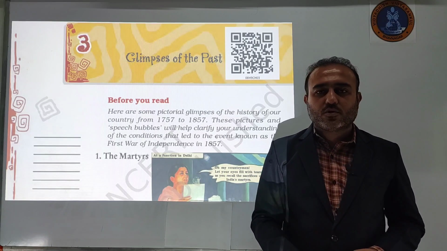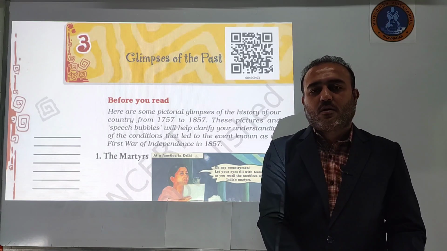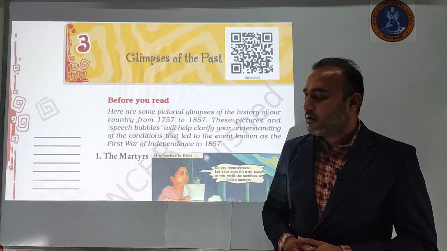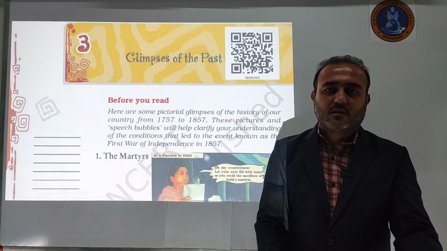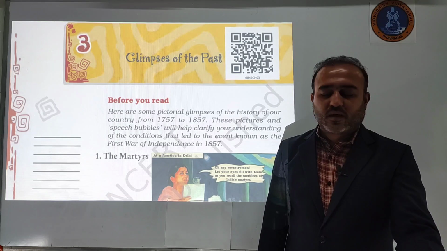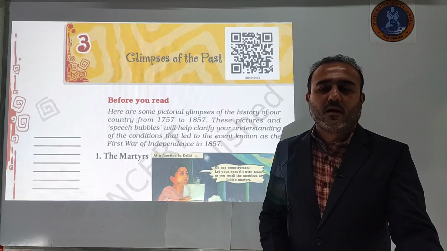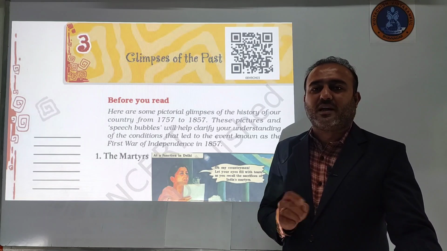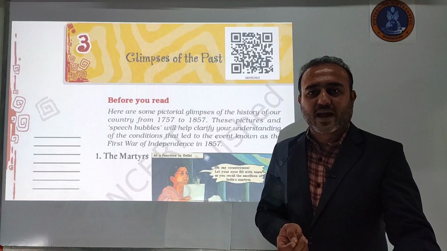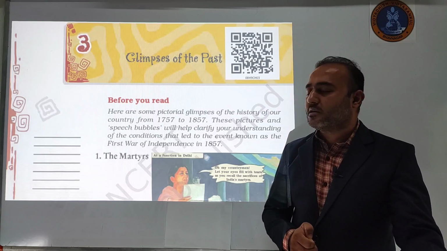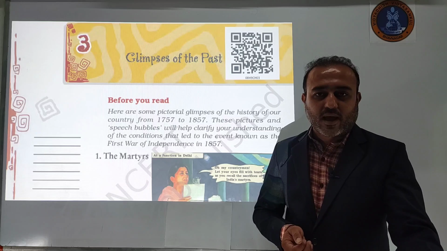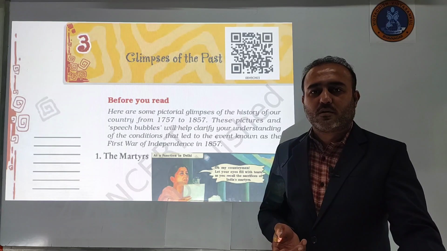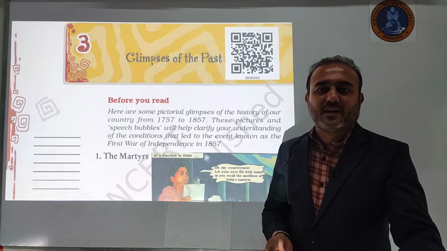Basically, the writer of this chapter is S.D. Sawant. And this chapter, Glimpses of the Past, is a short and precise description of events that took place between the years 1757 and 1857. That was a very important period of time, and this period includes a widespread revolt, which was known as the First War of Independence.